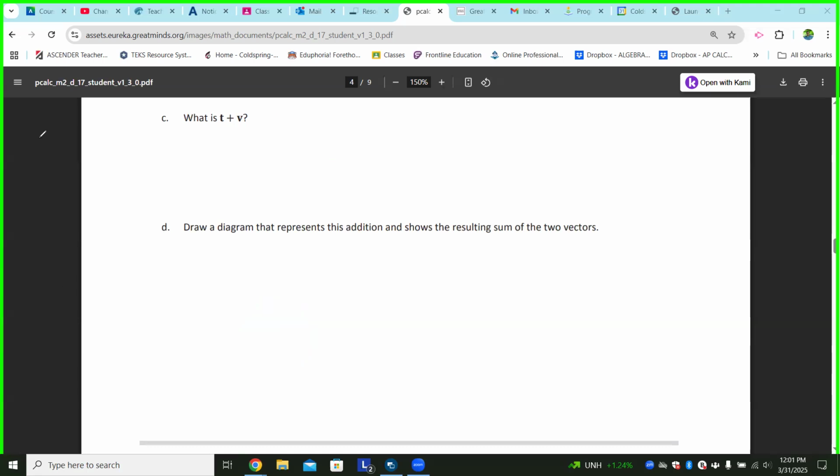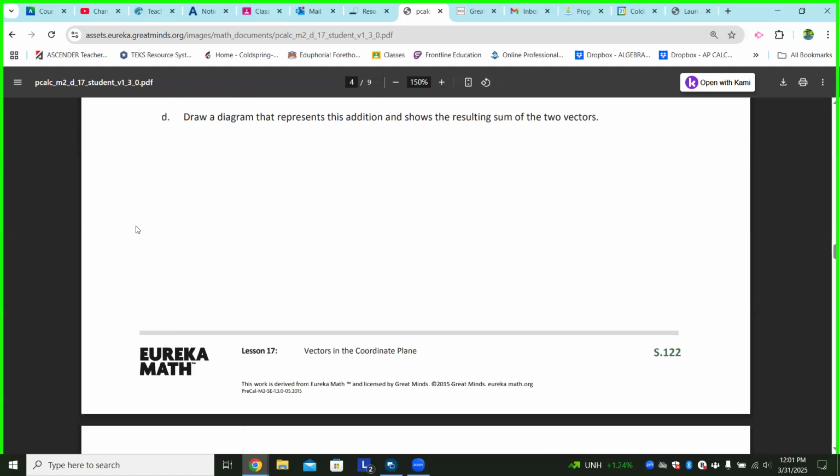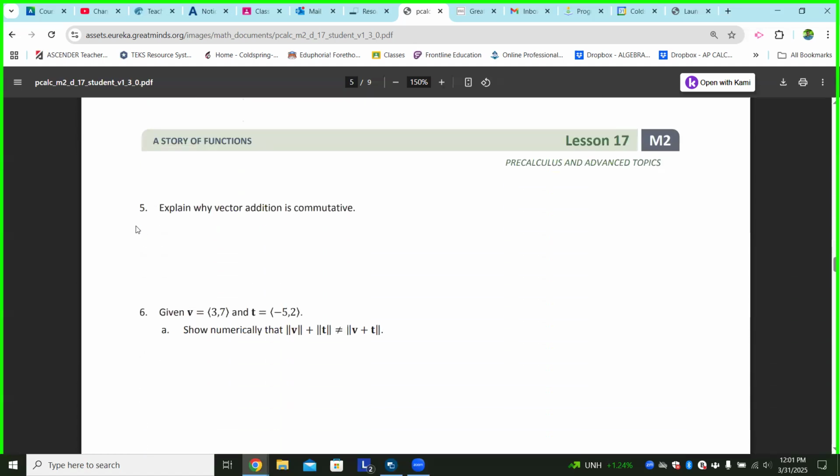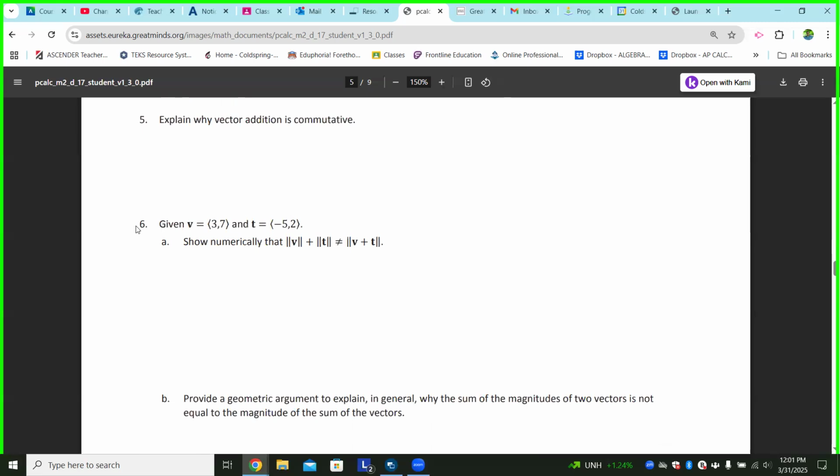All right. It does. It does. Which is how we get magnitude for our distance. All right. In part 5, explain why, again, vector addition is commutative. In y'all's own words?